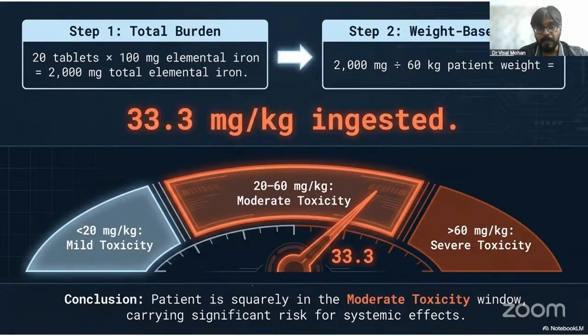In case of mild, if it's less than 20 mg per kg, it's a mild toxicity. The patient will present with mild GI symptoms and lower risk of systemic features. If it's 20 to 60 mg per kg, it's a moderate toxicity. There will be significant GI effects or moderate to severe systemic toxicity for this patient. If it's more than 60 mg per kg, it's a severe toxicity, with severe systemic features and increased morbidity in these patients. Our patient falls into moderate toxicity at 33.3.